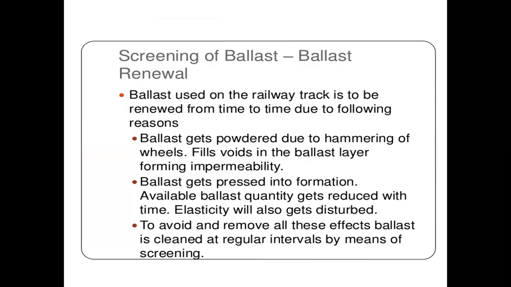Ballast used on the railway track is to be renewed from time to time due to the following reasons. The ballast gets powdered due to the hammering of wheels. This fills voids in the ballast layer, forming impermeability. The ballast gets pressed into the formation. The available ballast quantity gets reduced with time. The elasticity also gets disturbed. To avoid and remove all these effects, ballast is cleaned at regular intervals by means of screening.